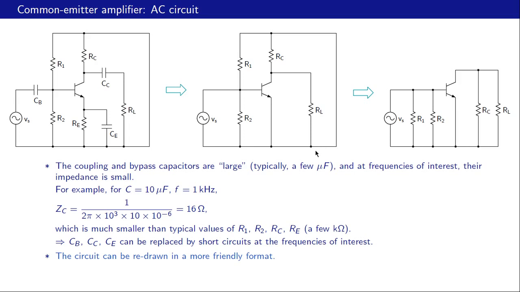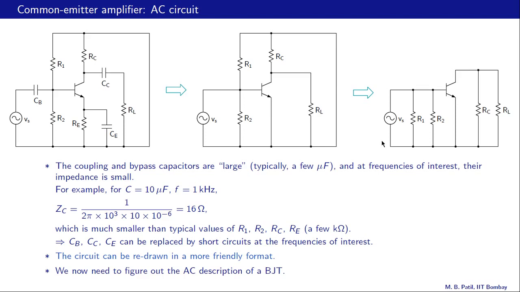Alright. What about the collector? From the collector we have RC and RL connected in parallel and going to ground. Here from the collector we have RL going to ground and also RC going to ground. And the emitter is connected directly to ground in both cases. Alright, so these two circuits are indeed identical and we can proceed further.